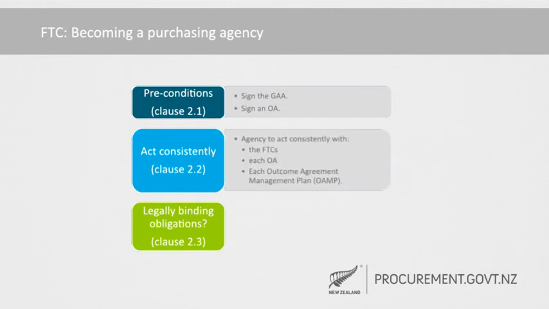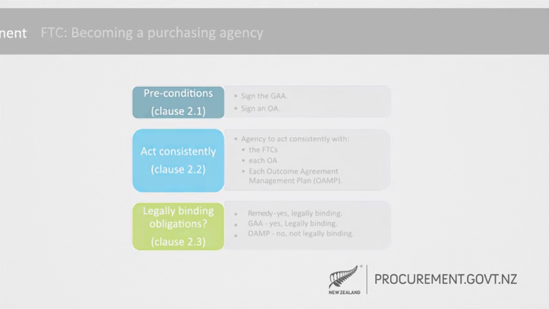The agency also commits to acting consistently with the framework terms and conditions, each outcome agreement, and each outcome agreement management plan it enters. The final clause in this section confirms which documents and parts within the contracting framework create legally binding obligations between the agency and provider. Any remedy plan entered by an agency and provider to remedy any non-performance issues is legally binding, as are the obligations contained in the government agency agreement. The outcome agreement management plan does not create any legally binding obligations, as it's intended to be a contract management tool to help maximise the benefit of the relationship between the agency and provider.